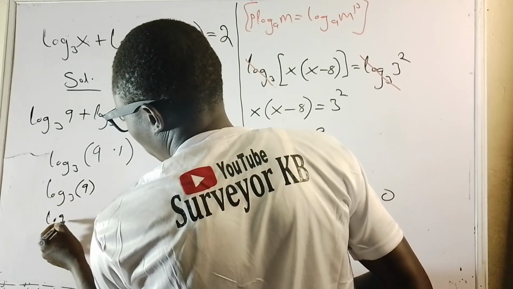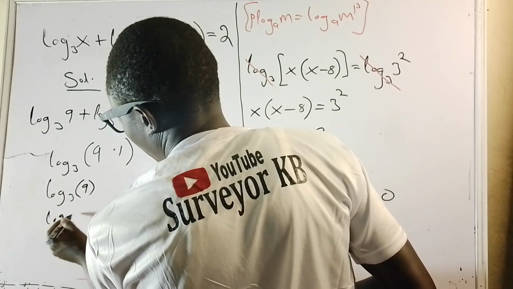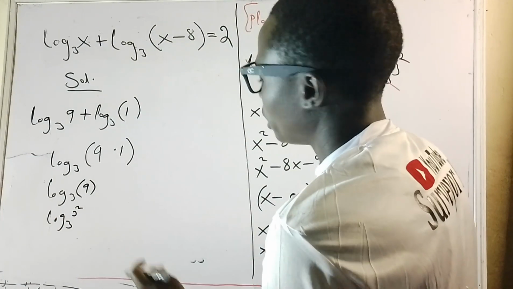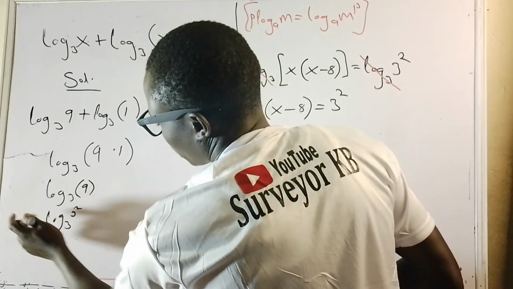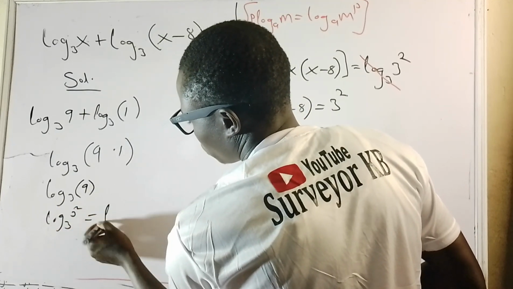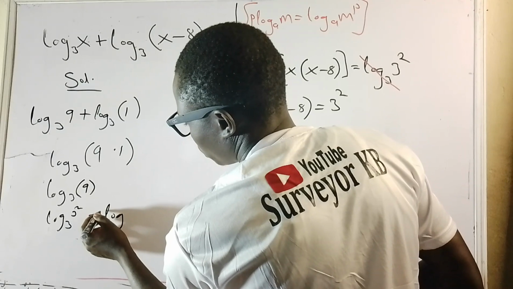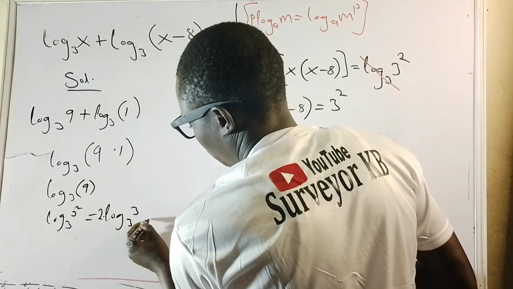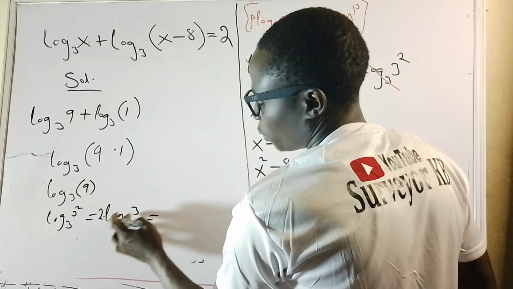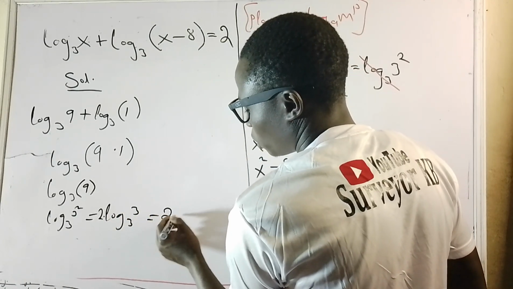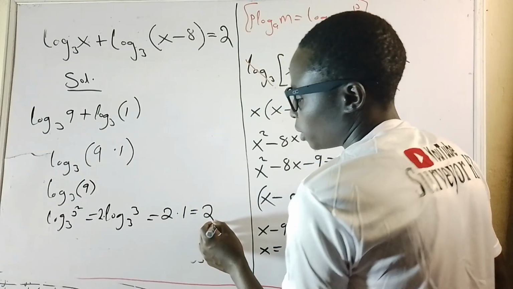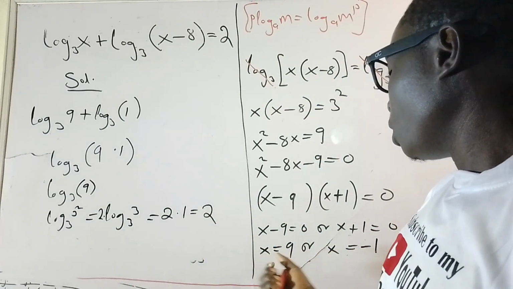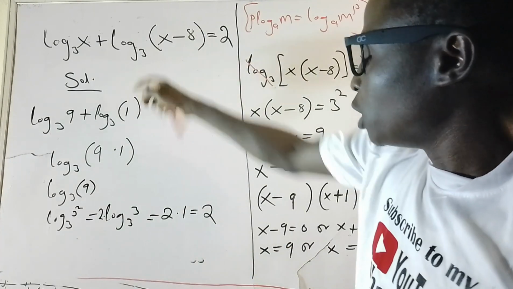So this is log to base 3. This 9 is the same as 3 squared. We remember the law that says I should bring this 2 to the front. So I have 2 multiplying log to base 3 of 3, and log to base 3 of 3 is 1. So this is 2 multiplying 1, and this is the same thing as 2. That means 9 as the value of x satisfies this particular equation.